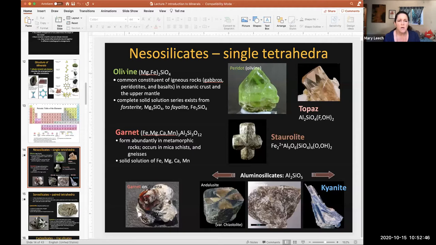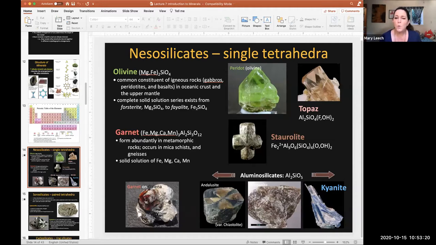Okay, so I'll run through these. Garnet, you may have run across. It's this red rounded crystal. These are the dodecahedrons when they're nice and perfectly formed. Oftentimes, though, you just see them as these rounded crystals. Kyanite, I mentioned on my necklace. I don't always wear this one, but kyanite is this blue mineral. There aren't a lot of blue minerals, so it's a nice blue one. It's pretty.